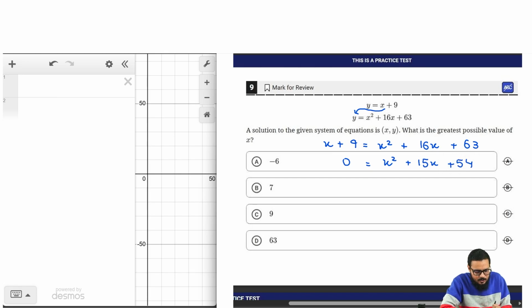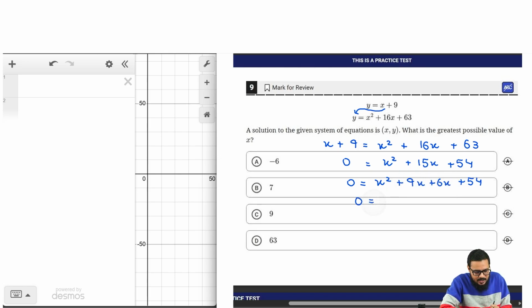54 equals 0. So I can do the quadratic factorization, x square plus 15x plus 54. I think 54 is 6 times 9. 6 times 9 gives you 54, and 6 plus 9 gives you 15x. So I can say this should be 9x, and this should be plus 6x.